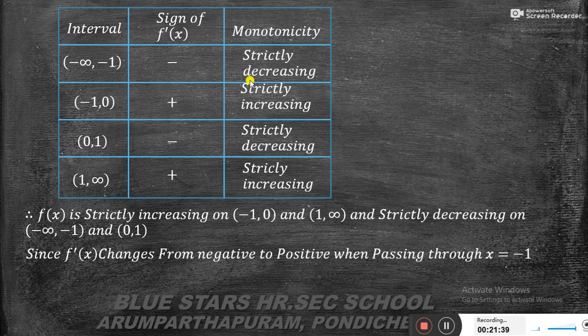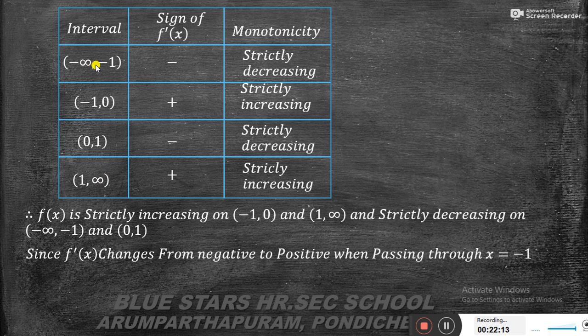When we talk about increasing and decreasing, we take f dash. If they ask about concavity, we take f double dash. In this table we only discuss increasing and decreasing functions, so I consider f dash of x. So now I make the table. The first column represents the interval, the second column the sign of f dash of x, and the third column the monotonicity. I enter all the intervals: minus infinity comma minus 1, minus 1 comma 0, 0 comma 1, and 1 comma infinity.